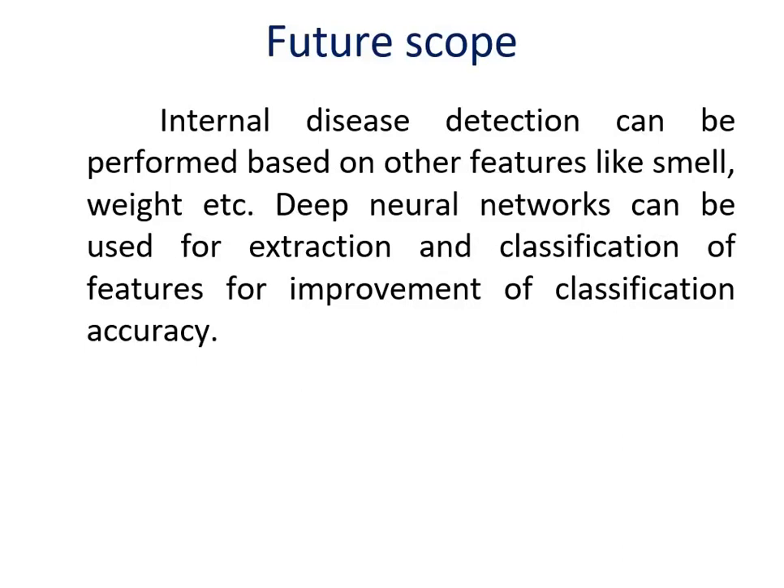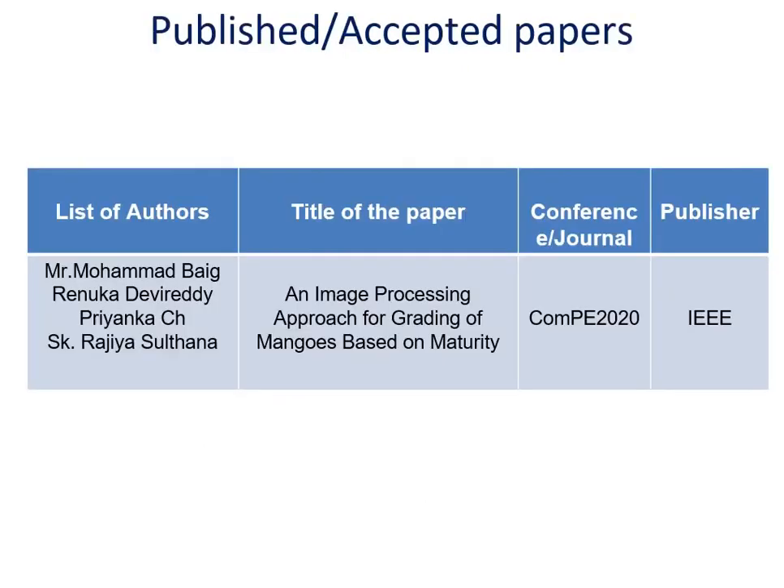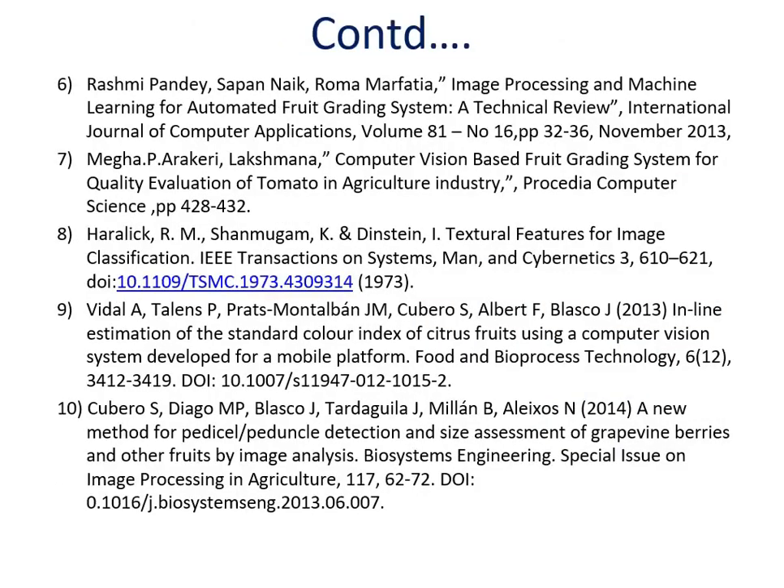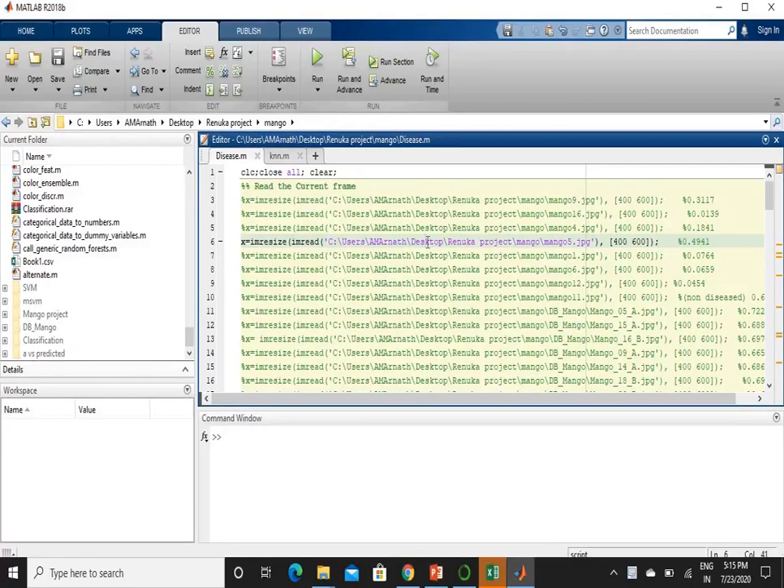Coming to future scope, in order to improve the classification accuracy, we need to go for deep neural networks, and there is scope for internal disease detection using pH sensors, and using other features like smell and weight. This is the published paper in Computational Performance Evolution 2020. These are my references. This is the code for detection of disease in mangoes.